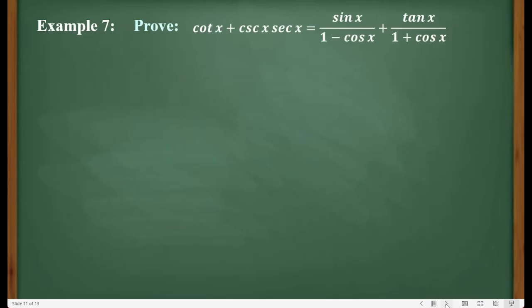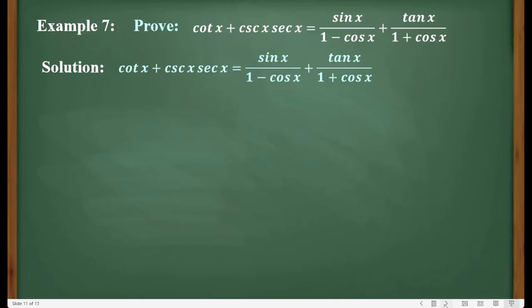Next, number 7, probably this is the last one. How about: cotangent x plus cosecant x secant x equals sine x over the quantity 1 minus cosine x plus tangent x over the quantity 1 plus cosine of x. Solution: rewriting the given equation.